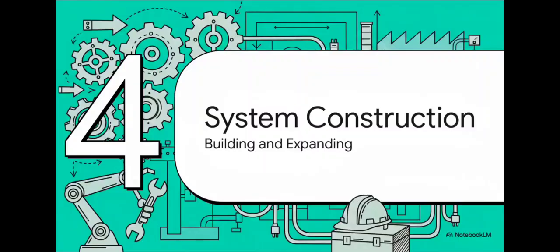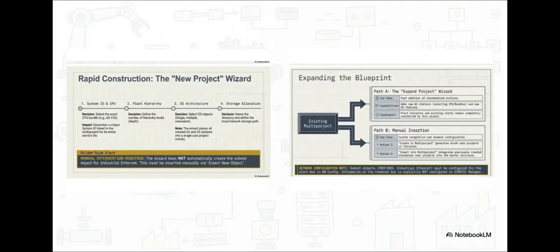All right, shifting gears to Section 4, System Construction and Expansion. Simatic Manager gives you 2 ways to build. First, there's the New Project Wizard, which is fantastic for rapid construction. It lets you select your CPU, define your plant hierarchy, and set up your OS architecture in literally minutes.